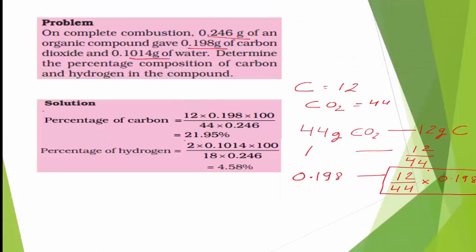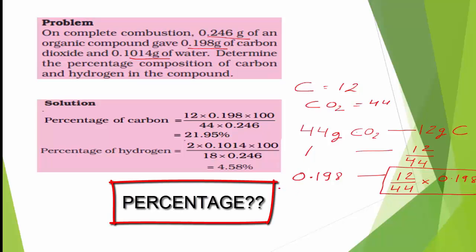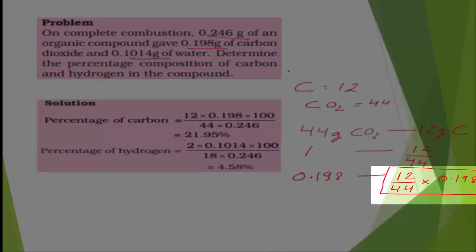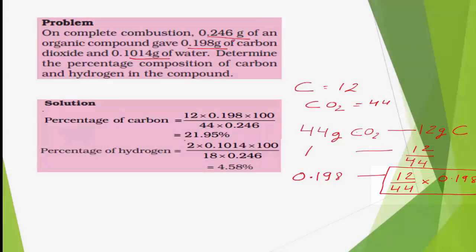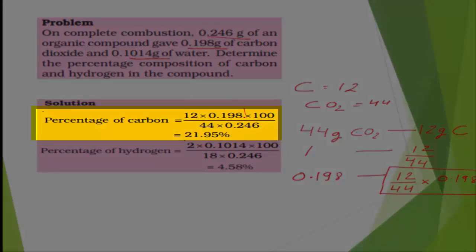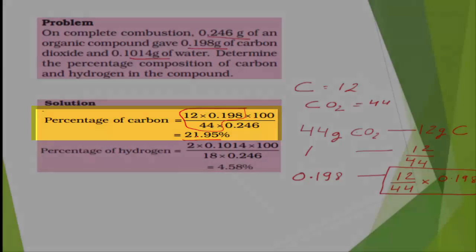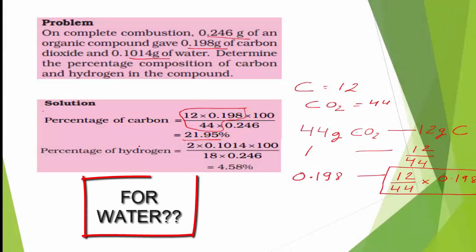Okay, so now what will be the percentage? For getting the percentage, divide this number with the amount of organic compound and multiply by 100. That's a simple formula. So what we have done is, this is the number which we have got, divide that with the weight of the sample and then multiply by 100. So we got the final answer 21.95%. Similarly, you can do it for water.